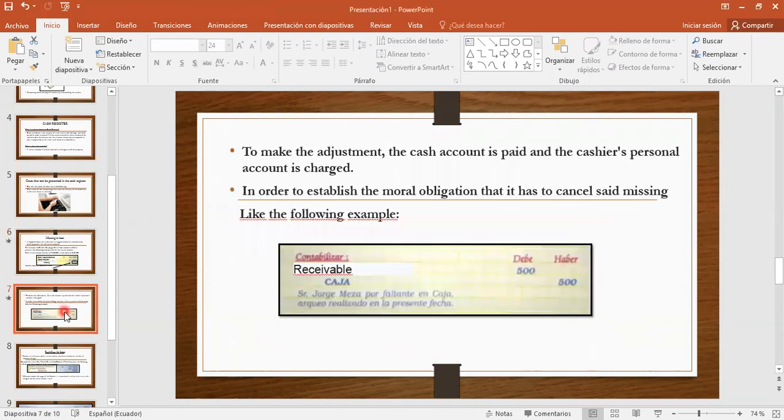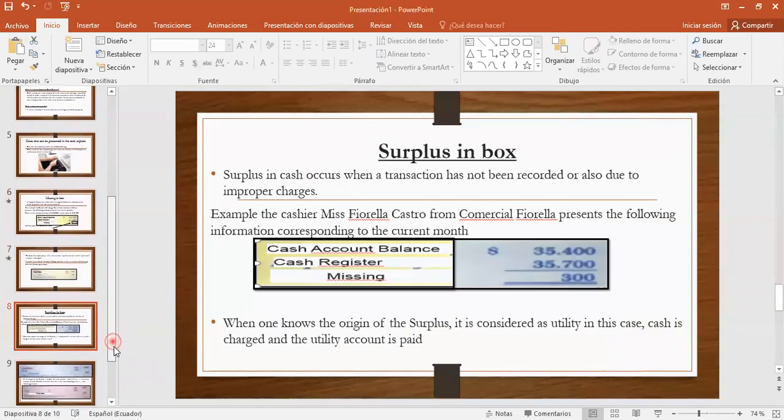The next step is to make the adjustment: the cash account is credited and the cashier's personal account is charged, in order to establish the moral obligation that he has to cancel said shortage, like the following example. Receivable is 500 versus books, credited 500.